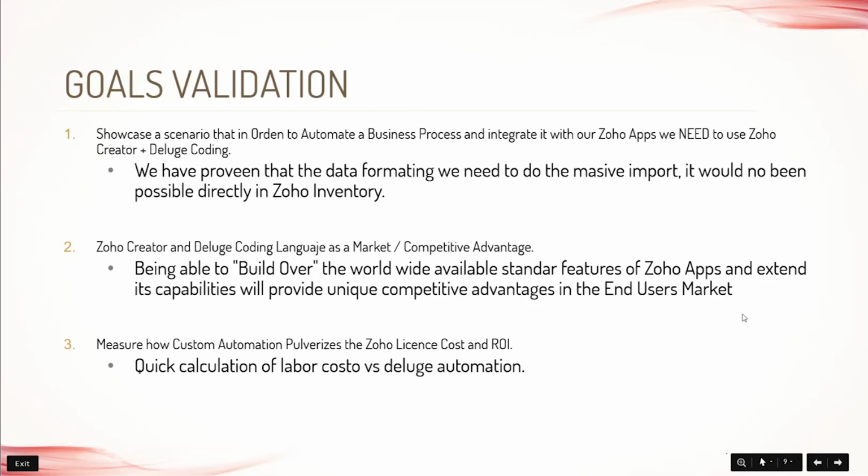So yeah, and the second point that I want to talk about is, if we build over the worldwide available standard features of Zoho, this is definitely a competitive advantage, right? Either if you are a solo coder, or you're a company who does Deluge coding, or you're a company that wants to develop a team, this is definitely a competitive advantage, because nobody has it, okay? Zoho has made it so well as being a private company, not like a Wall Street company that does whatever stakeholders want to do, right?